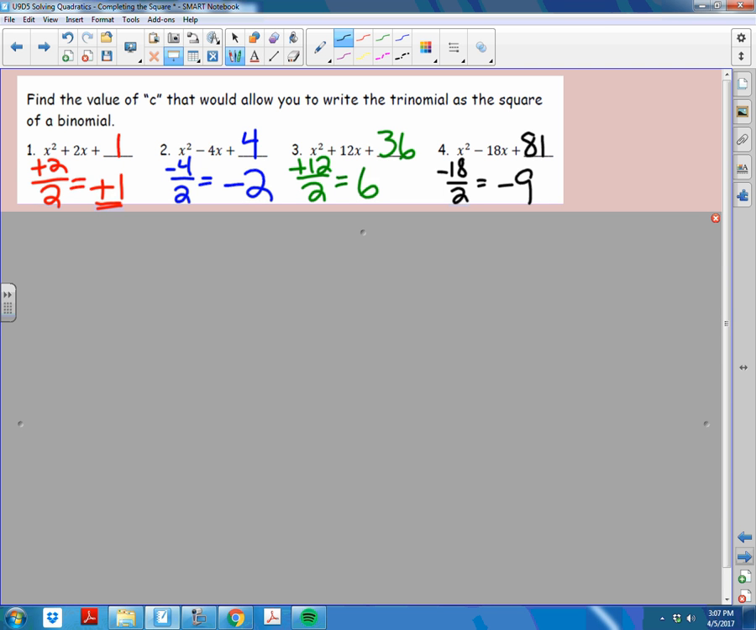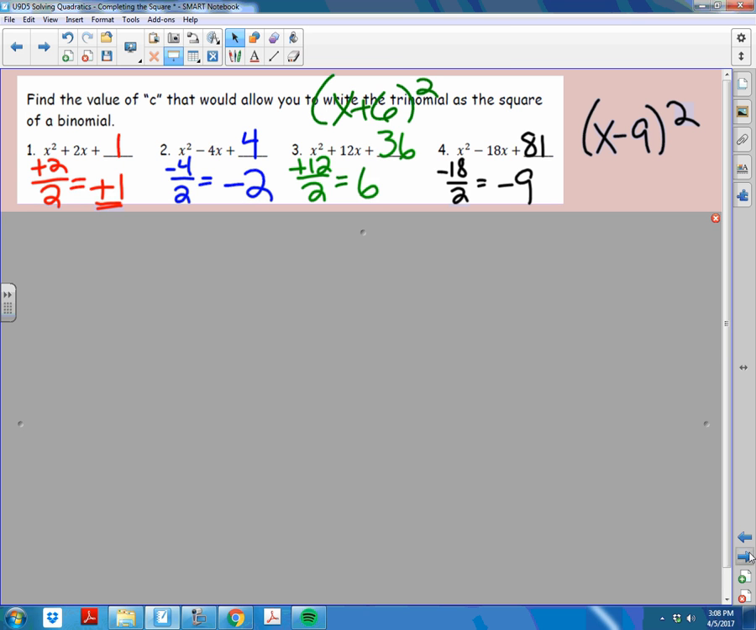Now let me show you what you've done. Number 4 is x minus 9 squared. Number 3 is x plus 6 squared. Number 2 is x minus 2 squared. And number 1 is x plus 1 squared.